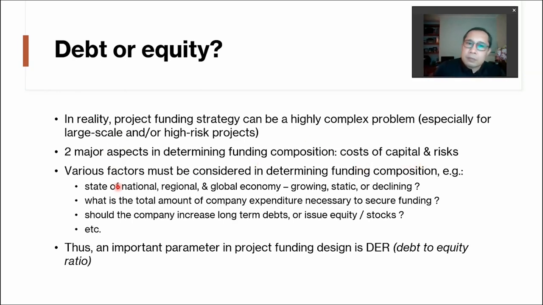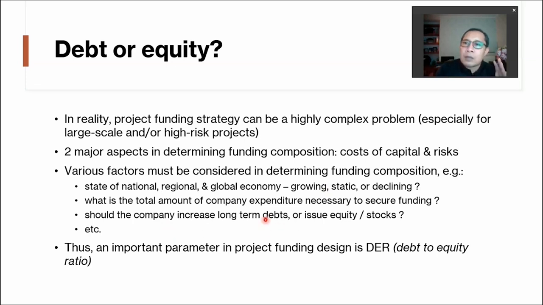Okay, various factors must be considered in determining the funding composition. For example, the state of the national economy, the state of the global economy. For now, in our world these days, even the global pandemic has to be taken into account when you want to finance a project. Okay, is the local economy or the national economy in a growing, static, or declining state, for example? The total amount of company expenditure necessary to secure funding, meaning how much cost of capital are you willing to pay, for example. Should the company increase long-term debts or issue equity or stocks?